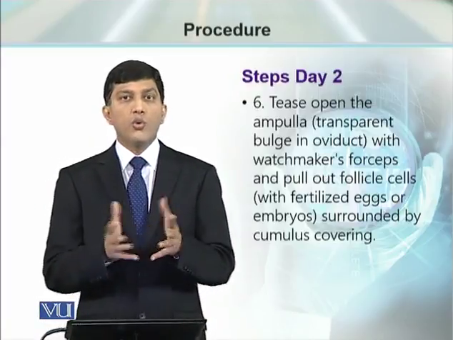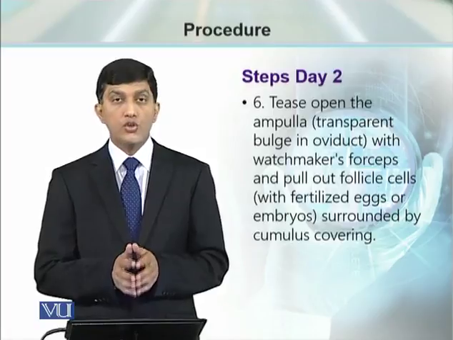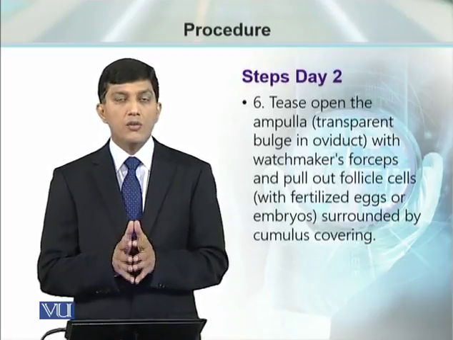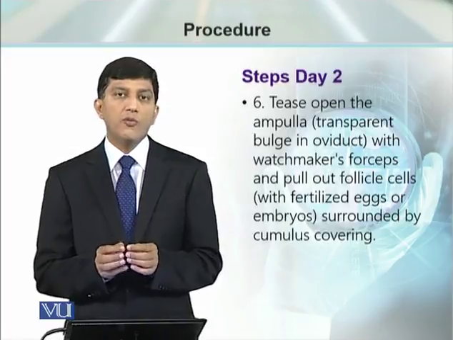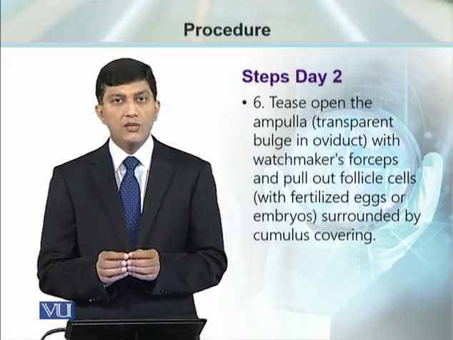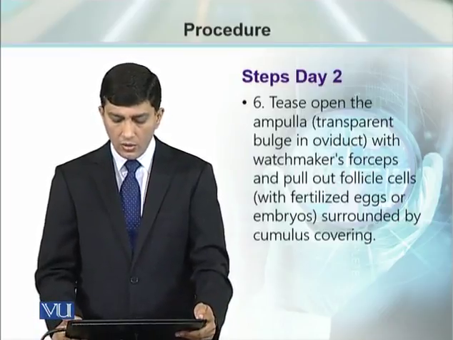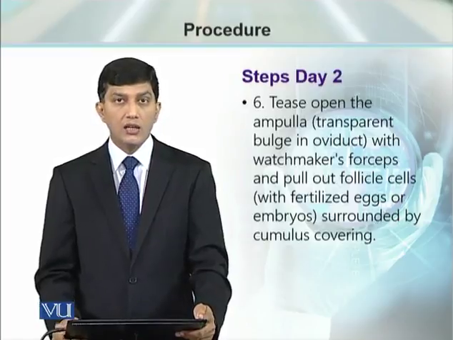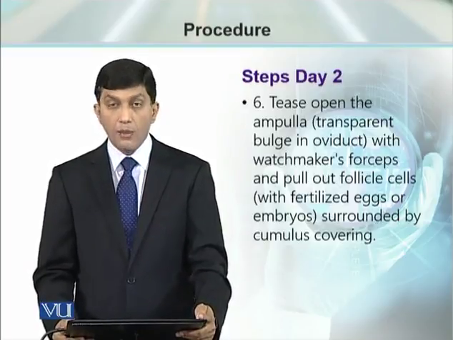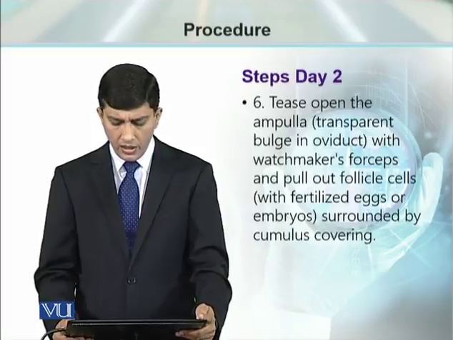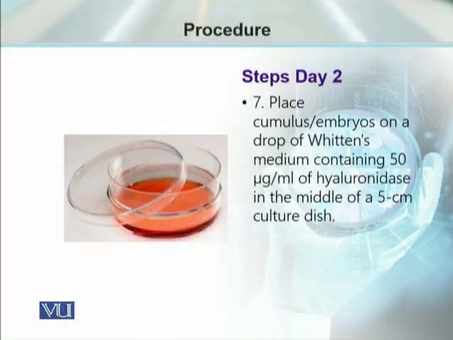Now we have to open up the ampullae of the oviducts using the watchmaker forceps. The watchmaker forceps have very pointed ends, and we can open up the ampullae by a simple teasing motion and take out the follicles that contain the fertilized eggs, as well as the embryos, which are surrounded by cumulus covering. These cumulus covering and embryos are placed in a 5 centimeter plate in Whitten's medium, which contains the hyaluronidase enzyme.